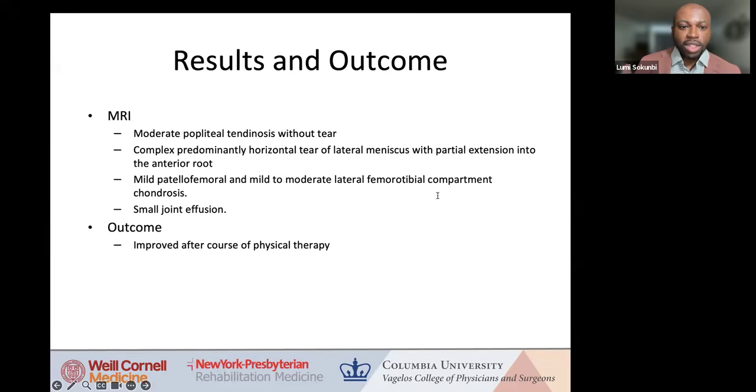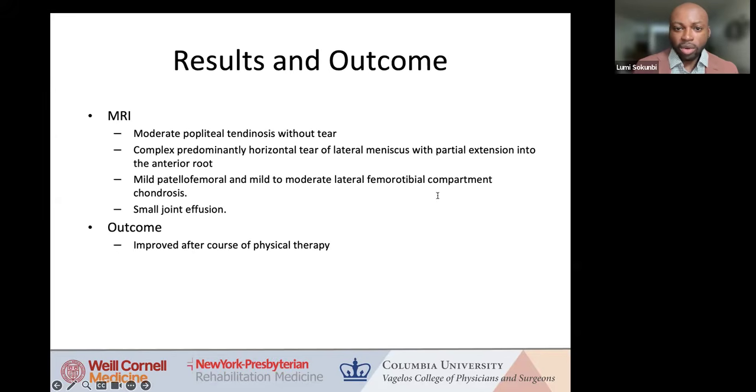So in terms of results and outcomes, we did get an MRI for this patient, and it did show the moderate popliteal tendinosis without tear. There was the complex, predominantly horizontal tear of the lateral meniscus with partial extension to the root. And in addition, she did have some mild patellofemoral and lateral femorotibial OA and a small joint effusion. So it's nice to see that the MRI did match up with what we are seeing under ultrasound.